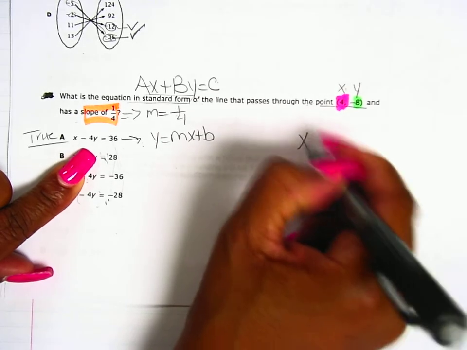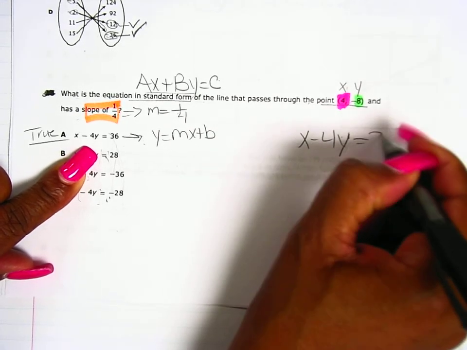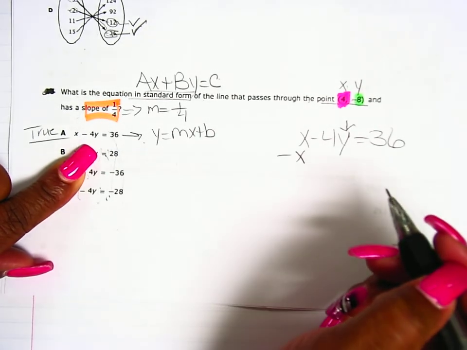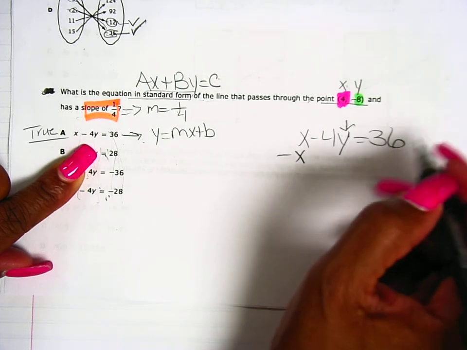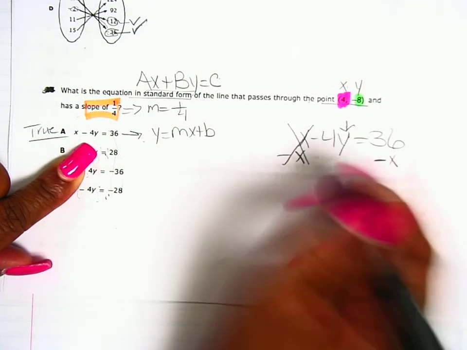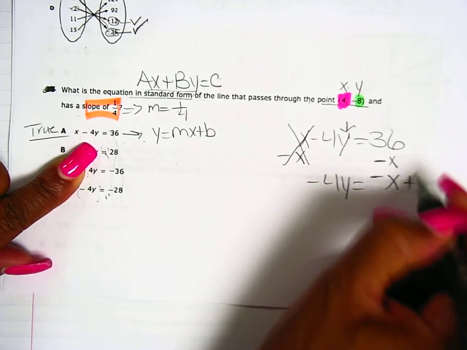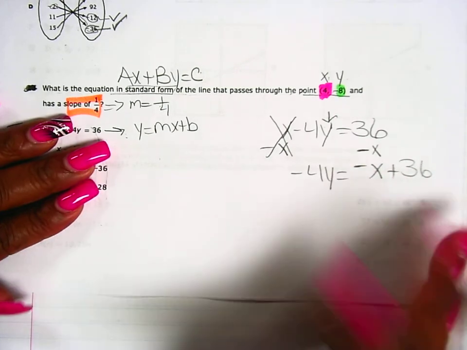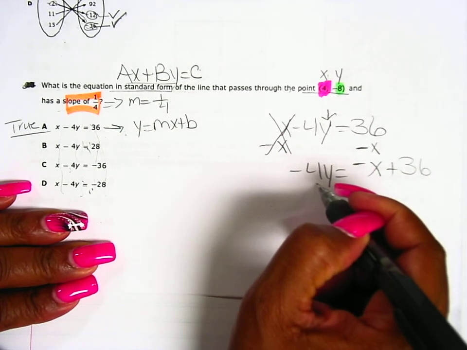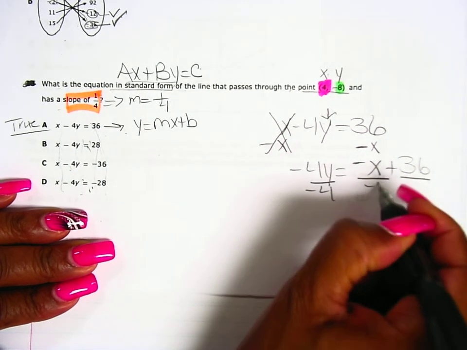So I'm going to say x minus 4y equals 36, and I'm going to solve for y. I'm going to subtract x from both sides. These cancel out. Bring down my negative 4y equals negative x plus 36. Then my next step, guys, you've done this, so you should know the next step. What am I dividing each term by? There you go, that coefficient, which is negative 4.